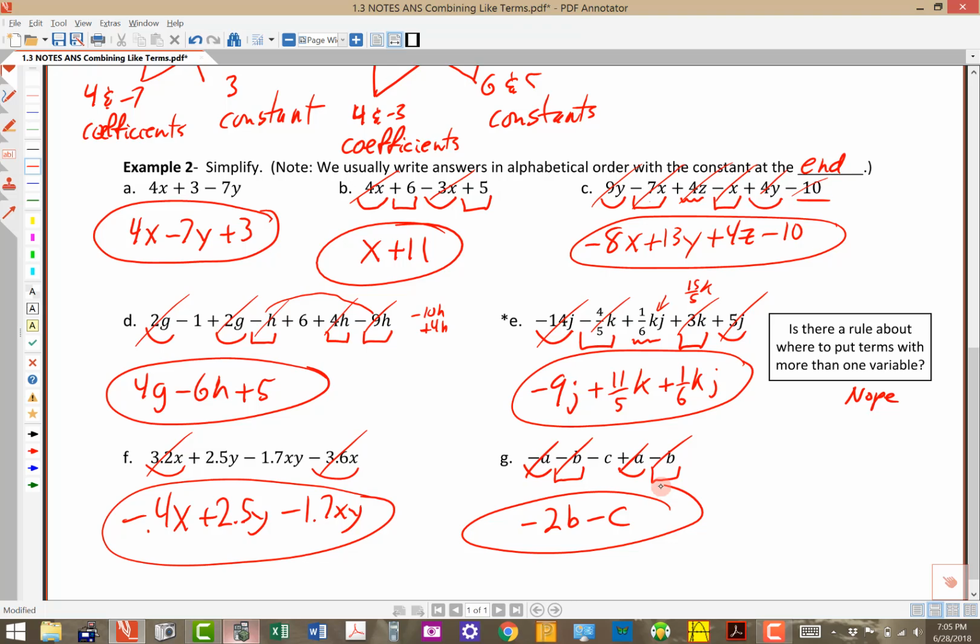Okay, hopefully that gives you a good reminder of how to combine and collect like terms. We've got a relatively quick worksheet. Again, if you've got questions, now's the time to ask. Please make sure you get it cleared up. Good luck on your assignment.